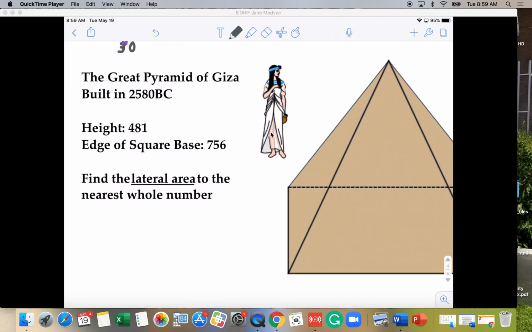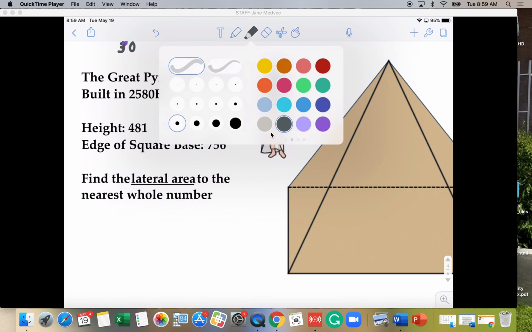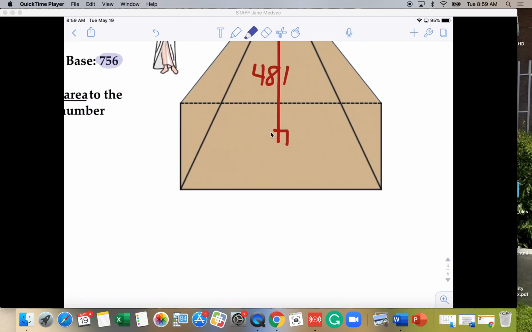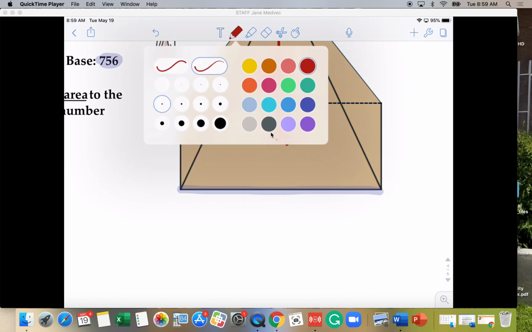Let's move on and take a look at the Great Pyramid of Giza. It was built in 2580 BC, and they're saying that the height of it is 481. When they're talking about this height, and let me highlight it, this height right here, it's coming straight down from the top, forms that right angle, and that's 481. And they say the edge of the square base is 756.